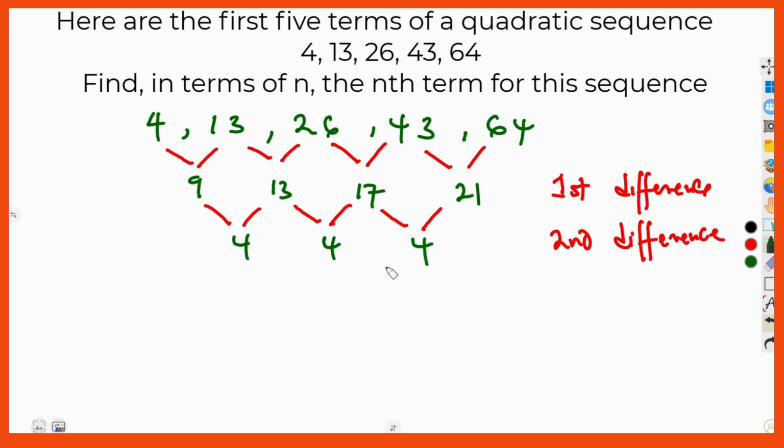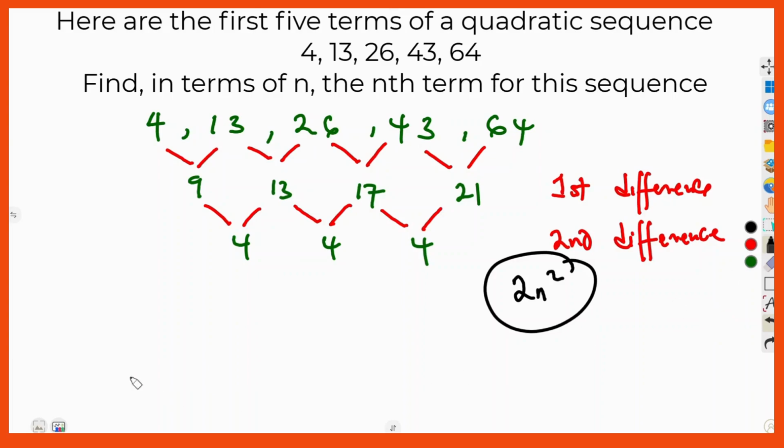And that is the kind of thing that makes a quadratic sequence. So what you do is you're going to halve this 4, and that will give you 2n squared. Okay, 2n squared. Now keep this because you're going to use it next.